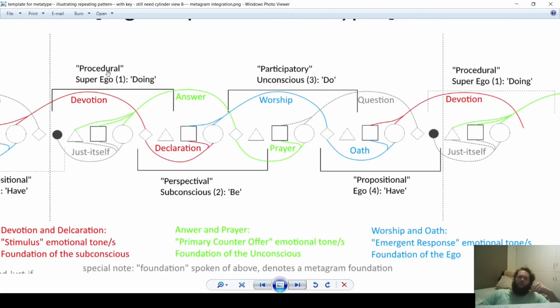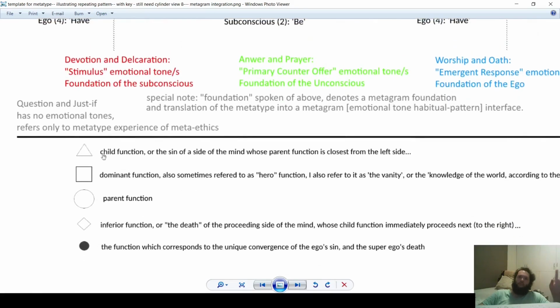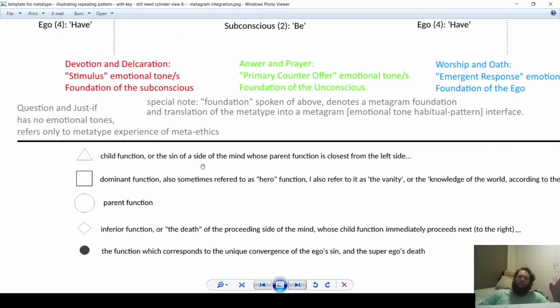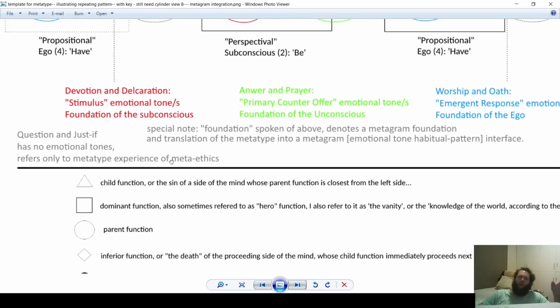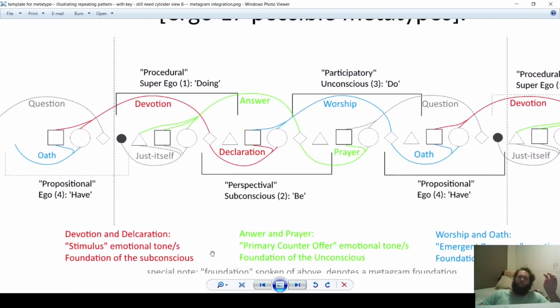You can see I've borrowed some terminology from John Vervaeke to add a layer of description, but I've also got my descriptive layers here, which I will talk about. And just to say that the child function as well also has a double role. I call it the sin as well, but the sin is not the child function. The child function of one side of the mind is not the sin of that side of the mind.